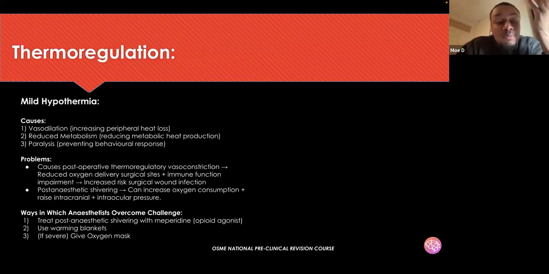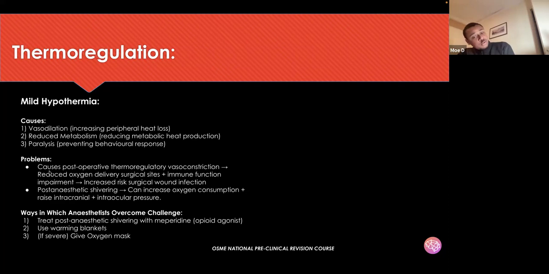After the operation, the patients can sometimes have mild hypothermia, and the causes of the mild hypothermia is the vasodilation that we previously mentioned, which increases heat loss from the peripheries. And another cause is the reduced metabolism during the operation, which reduces metabolic heat production. And also the paralysis prevents the behavioral response that we tend to do when we feel cold.